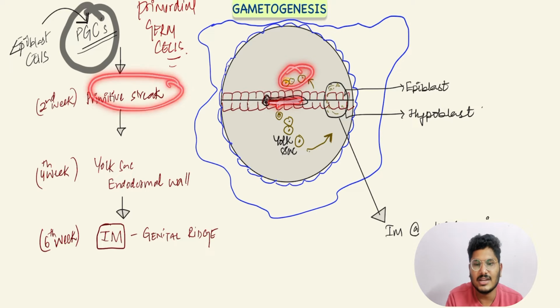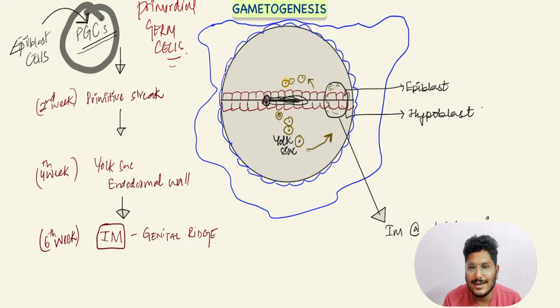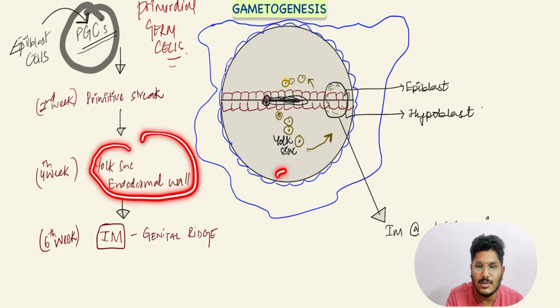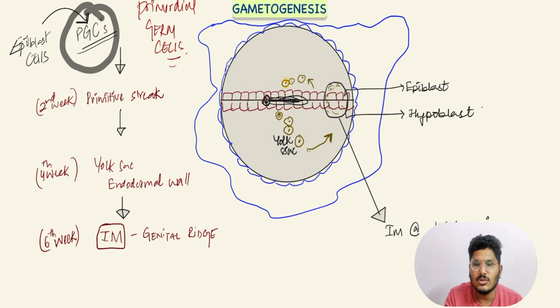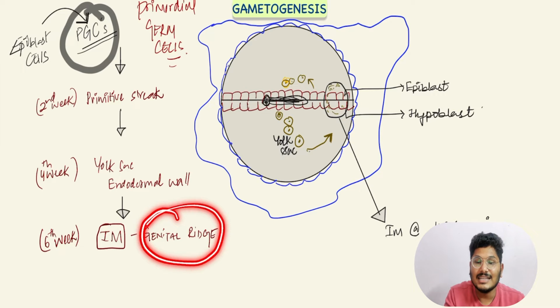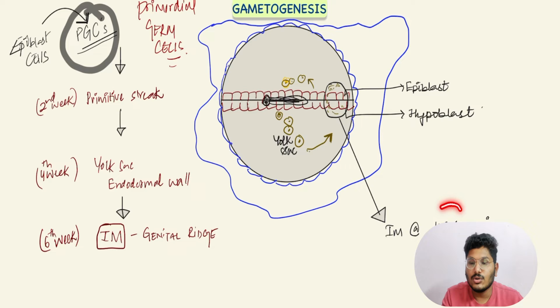This is the primitive streak at the second week of embryonic development. Through the primitive streak, they travel, and they cross the primitive pit to enter the yolk sac. They enter the yolk sac endodermal wall. This is the endodermal wall. They enter the yolk sac endodermal wall at the fourth week. From the yolk sac endodermal wall, they further migrate to the genital ridge area near the urogenital sinus.